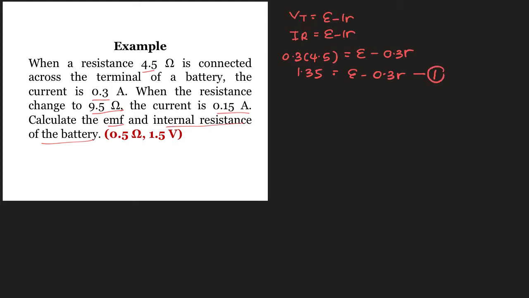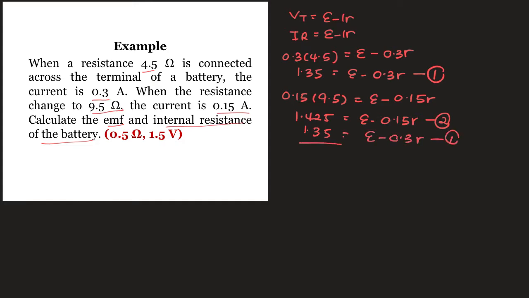Then we find the second equation, where you have 0.15 multiplied by 9.5 equals EMF minus 0.15r. So you are going to get 1.425 equals EMF minus 0.15r. This is going to be the second equation. We are going to solve this using the simultaneous equations concept. So I'm going to put 1.35 equals EMF minus 0.3r.